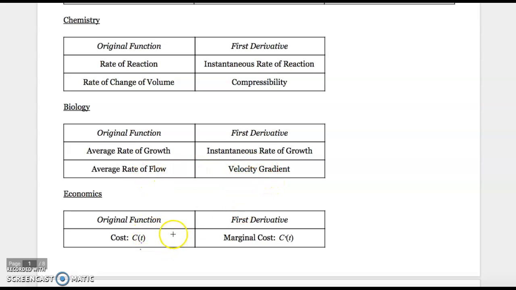And then last but not least, in economics, the cost of producing something is referred to as C of T very often, and then marginal cost is its first derivative, where the marginal cost is the cost of producing the next item, or the cost of producing something that is happening in the next time period. So this is cost overall. This would be an instantaneous cost of producing the next thing.